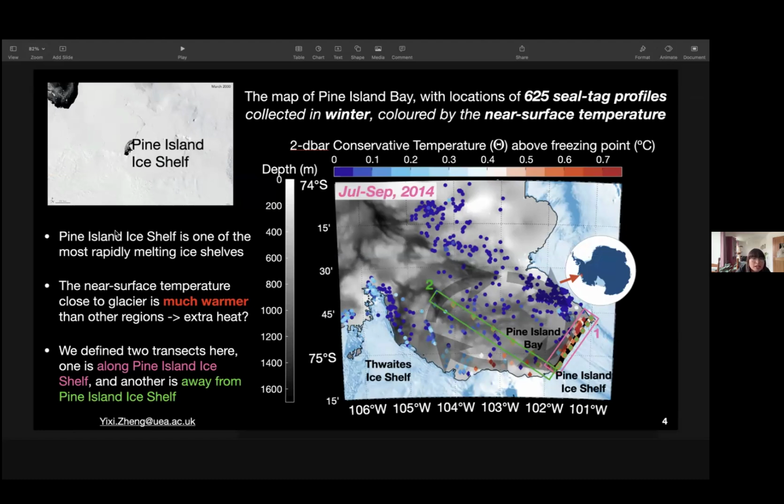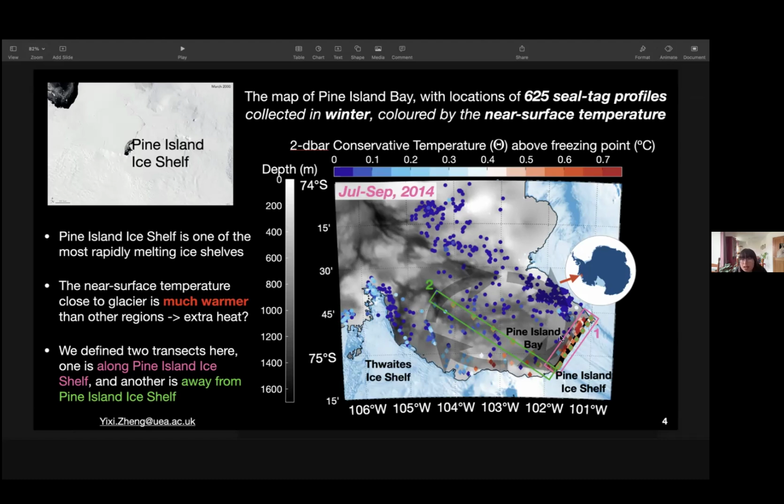And so the Ice Shelf is one of the most rapidly melting ice shelves in the world. That is why we chose this region as our target. And then this one is again the map of the ice shelf, and the difference is that those dots are the locations of the seal tag profiles collected from wintertime in 2014.